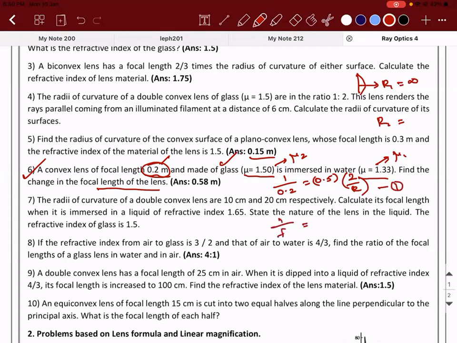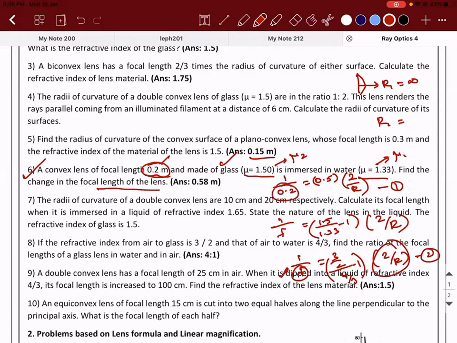1 by f will be equal to 1.5 by 1.33 minus 1, into 2 by r. Is that clear? So 1.5 is 3 by 2, 1.33 is 4 by 3, minus 1, into 2 by r. So this will be case 2. Now divide both so that 2 by r will get cancelled. You will get the final focal length. Once you get the final focal length, from that subtract 0.2, that will give you the change.